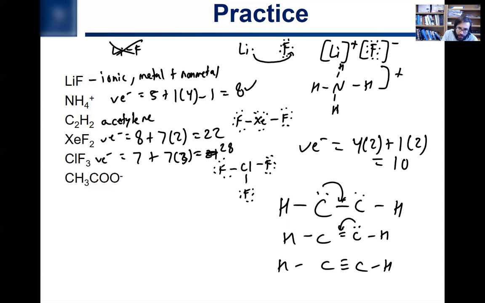Well, I know each fluorine has 8, 2, 4, 6, 8, and there's 3 of them. So 3 times, they're all equivalent. 3 times 8 is 24. I have 2 more lone pairs that I need to put down to get us up to 28 valence electrons. And so those are both going to go on chlorine.